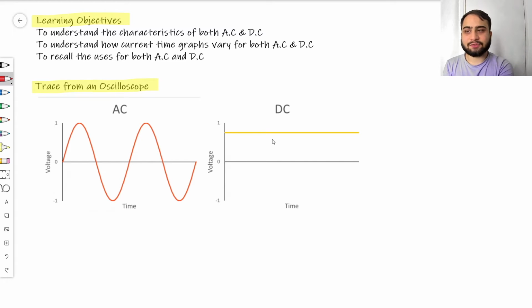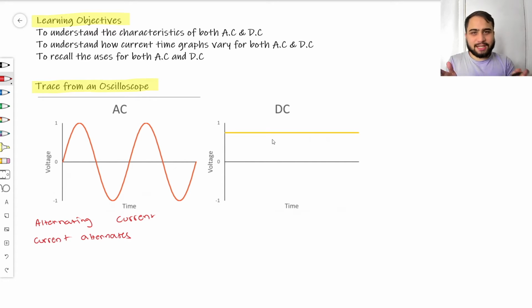So AC stands for alternating current. And, well, clues in the name, this current alternates, which means changes direction constantly. Okay, so as you can see, the current is initially going positive, then, well, I see we have here voltage, but this can also be swapped to current. Then it's going negative, then it's going positive again.